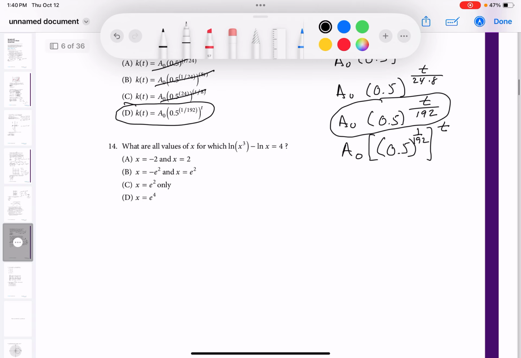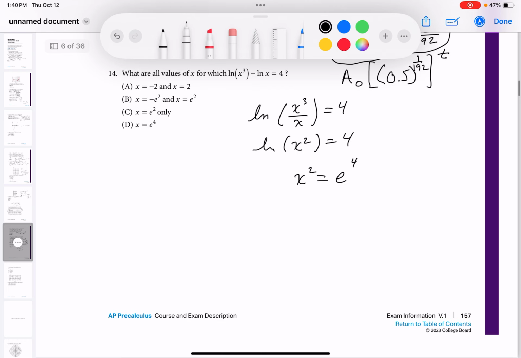All right, let's put this one down. It says, what are the values of x for which this equation is true? Let's write this down. So you get natural log. This is a difference, so it's going to be x cubed over x is equal to 4. So this is going to be x squared, that's ln, equals 4. And then x squared is going to equal e to the 4th power. All right? Then if you wrote this down, you'd say x equals plus or minus now. Use square root rule. And it's going to be, half of 4 is 2, so e squared.